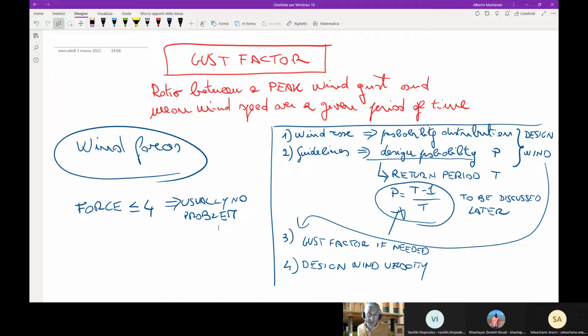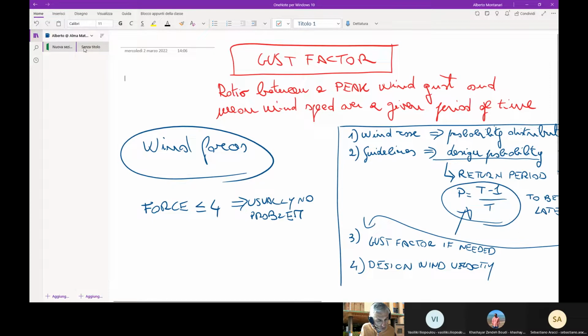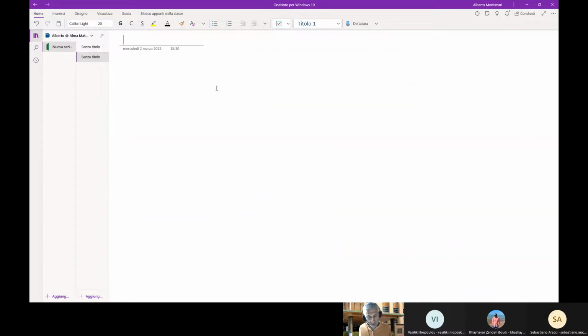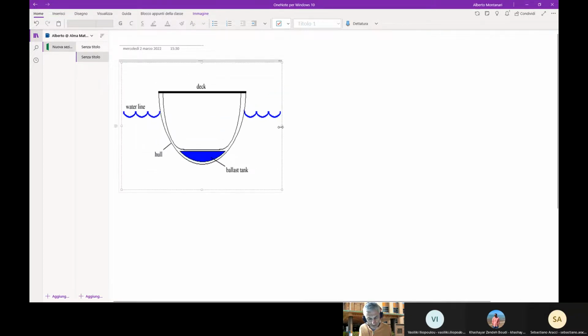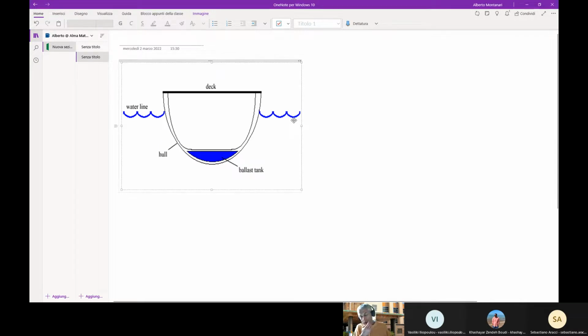Another important feature to consider, which I didn't mention before, is that the ballast condition of a ship is much important. Let me show you another page on the graphic blackboard, and let's see if I can expand it this time. Not really. I think in some way I can do that. Okay, very good. Now you can see a cross section of a ship with a ballast tank.